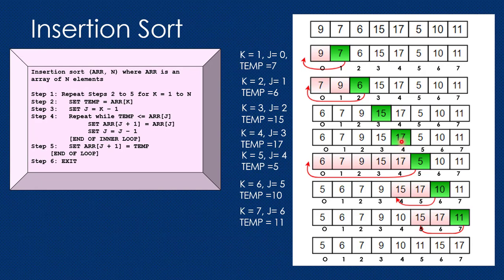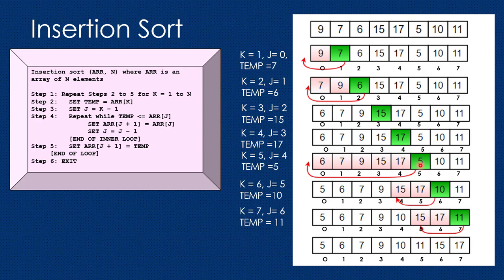So every time it takes the first element from the unsorted array, and it is going to compare it with the elements of the sorted array, so that it puts this unsorted element in the appropriate position. In this case 17 is greater than 15, so it is going to reside in the same place.